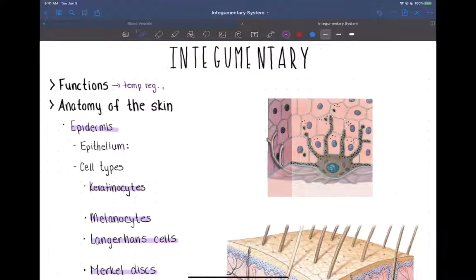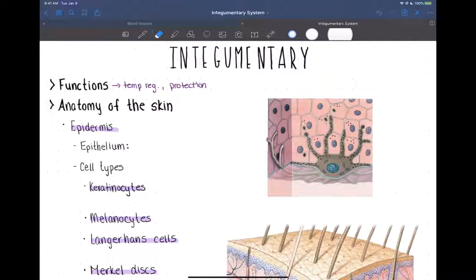The skin, I think the most obvious function would be for protection. All right, so the skin provides protection from abrasion because it has that keratinized, stratified squamous tissue that helps to really protect against any kind of cuts or anything like that from an outside source.